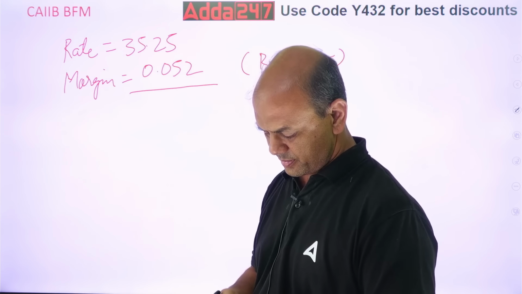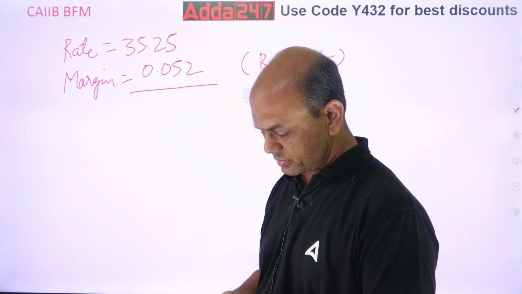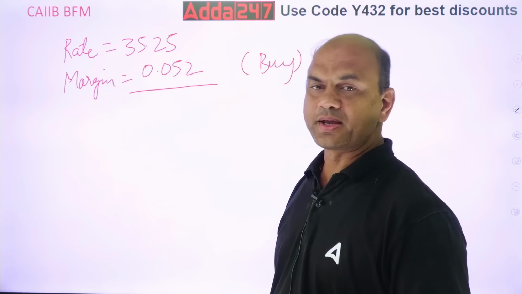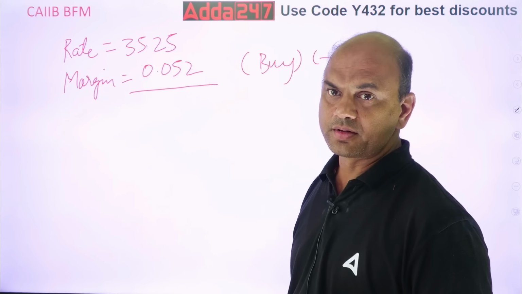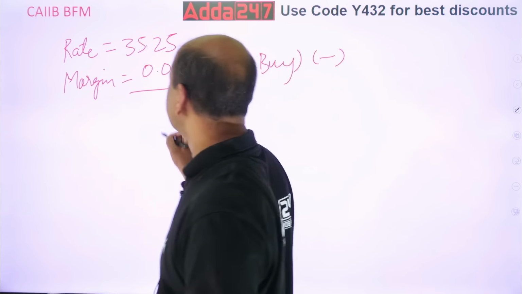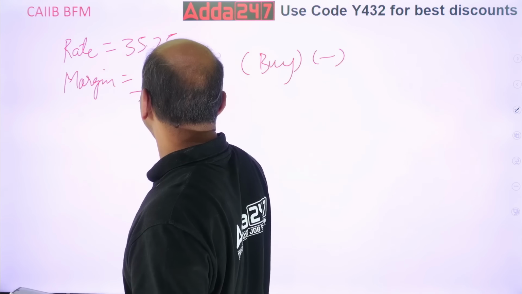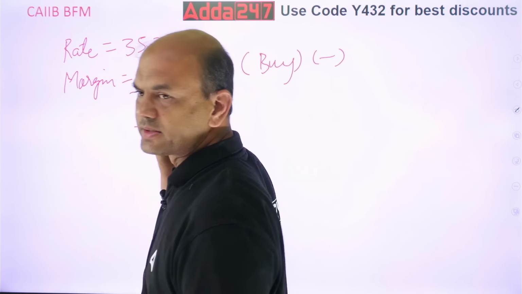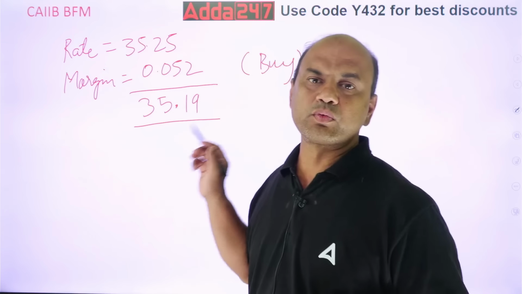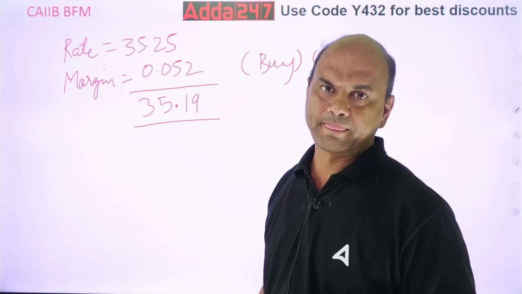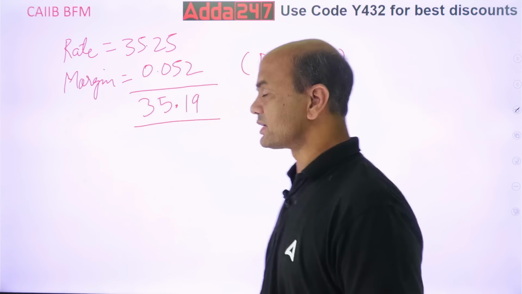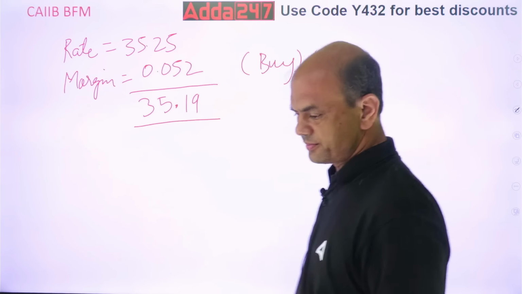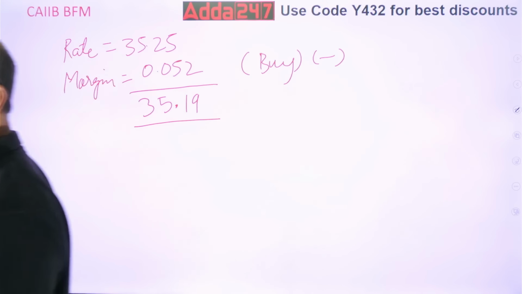Do it, everyone. So you must be getting it as 35.19. So this is your latest and final answer. This is the rate quoted to the customer. Got it, everyone? This will be the rate you will quote to the customer.